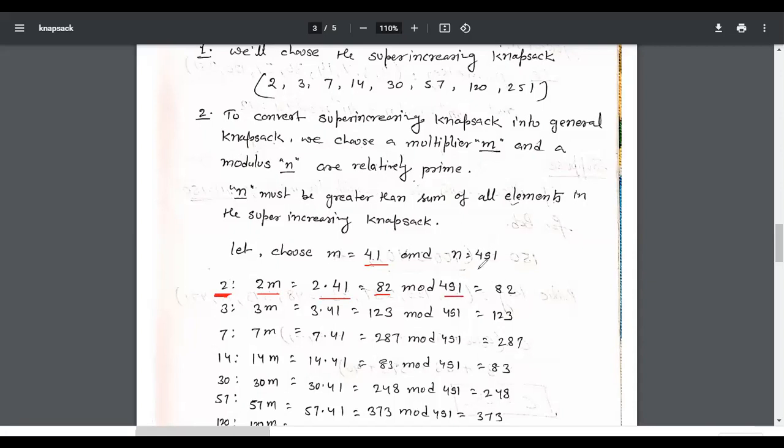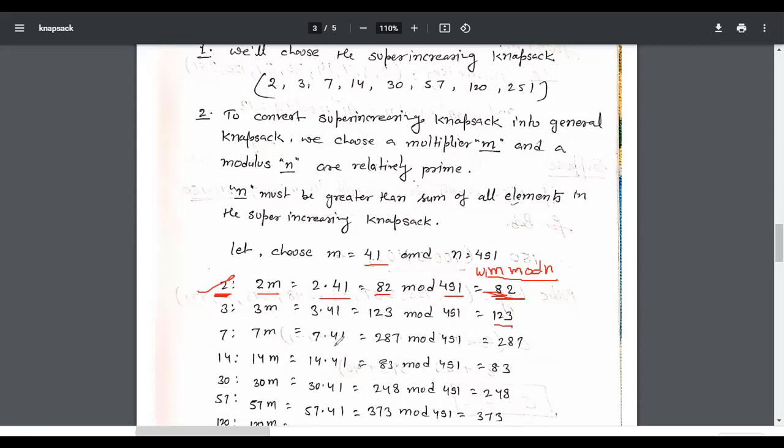So here the formula is Wi into m mod n. We have to put these values. First W0 is 2, 2m, 2 into 41, 82 mod 491. So I get the value 82. Then next 3 into m, 3 into 41, 123, mod 491, that is 123.